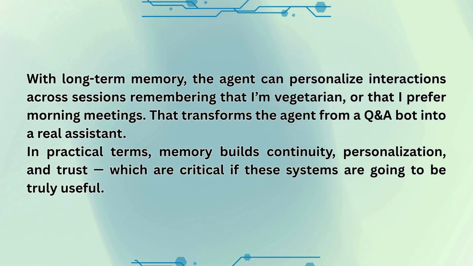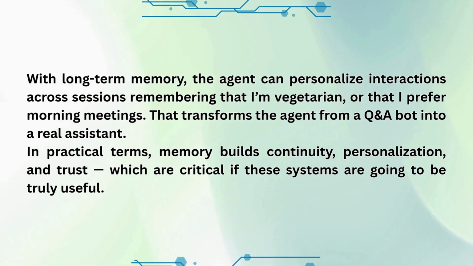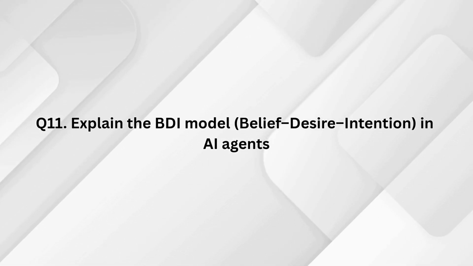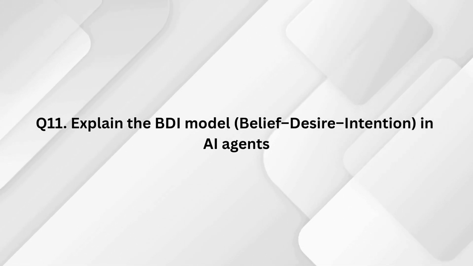In practical terms, memory builds continuity, personalization, and trust, which are critical if these systems are going to be truly useful. Explain the BDI model, belief, desire, intention, in AI agents.